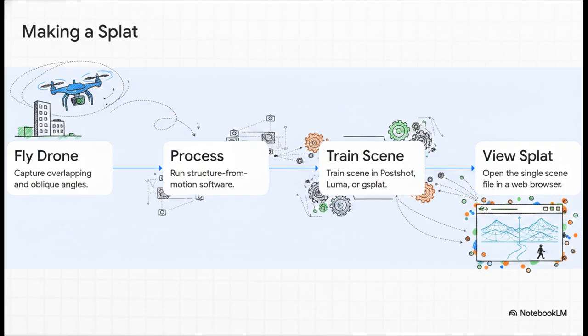And the best part? That very first drone flight can actually feed both your measurable maps and this beautifully walkable scene. It's a total 2-for-1.